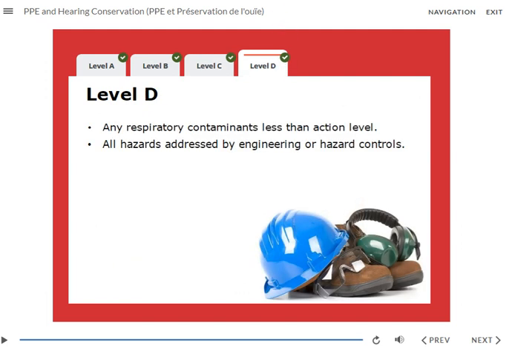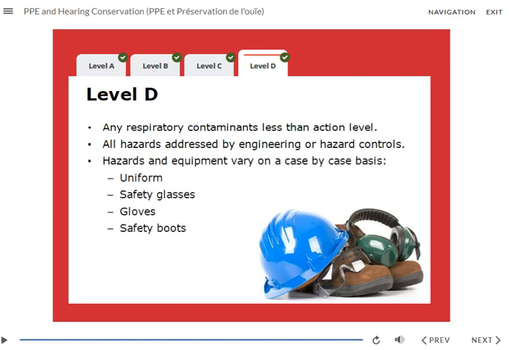The lowest level of chemical protective clothing is Level D. The main difference between this level and the others is that respiratory protection is not required. Clearly, this means there is less risk of exposure during the task, but please know that there still will be some level of risk. Level D PPE ensemble includes, at minimum, the uniform, safety glasses, gloves, and appropriate safety boots.